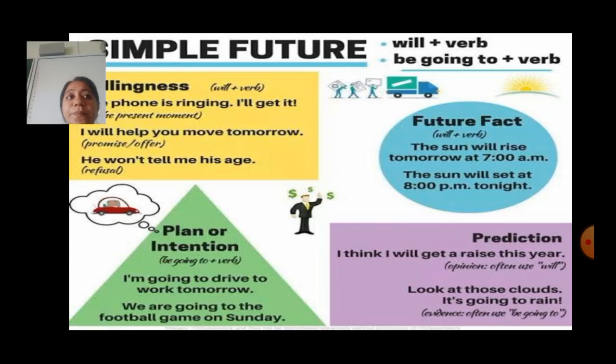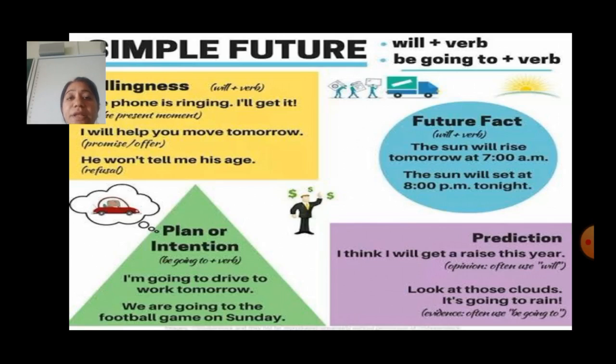Future tense. The sun will rise. Future fact: the sun will rise tomorrow at 7 a.m. The sun will set at 8 p.m. tonight. When we are talking about a plan or intention, we use be going to plus verb. For example, I am going to drive to work tomorrow. We are going to the football game on Sunday.